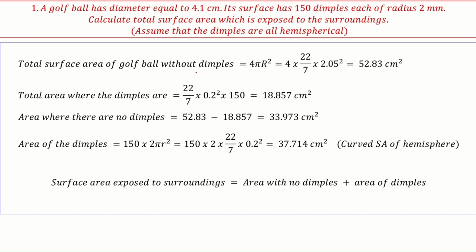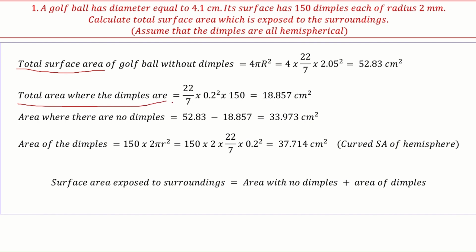Total surface area of the golf ball without dimples is 4 pi r square. Okay, this is the total surface area. Careful. 4 pi r square is equal to this value, 52.83 centimeter square. Total area where dimples are.